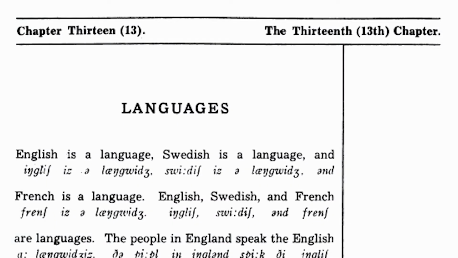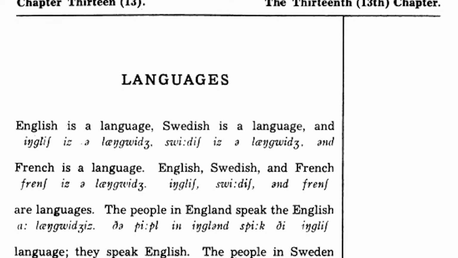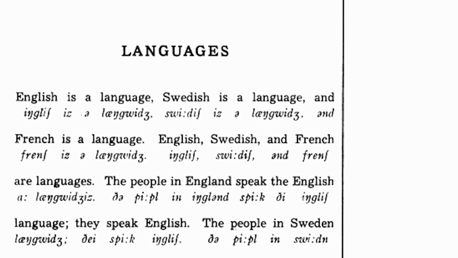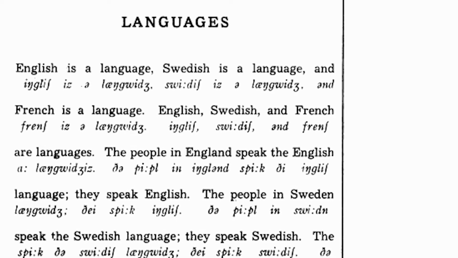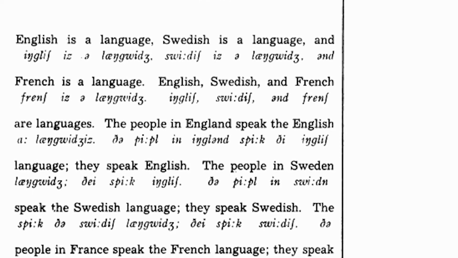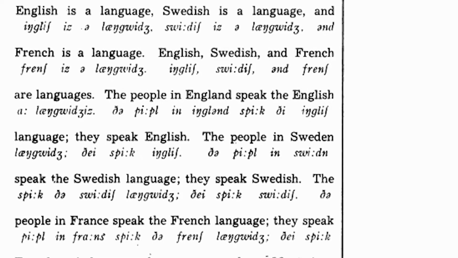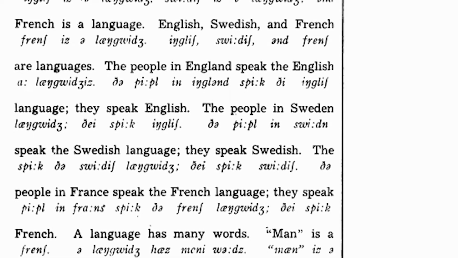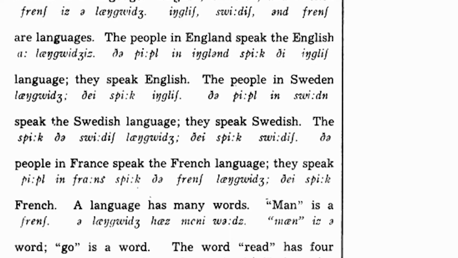Chapter 13. Languages. English is a language. Swedish is a language. And French is a language. English, Swedish, and French are languages. The people in England speak the English language. They speak English. The people in Sweden speak the Swedish language. They speak Swedish. The people in France speak the French language.